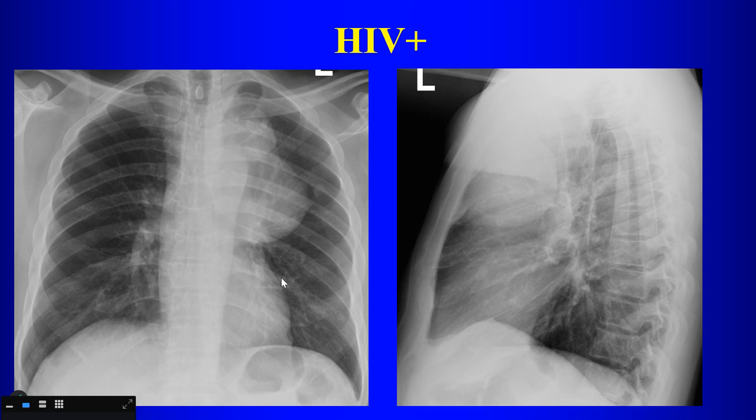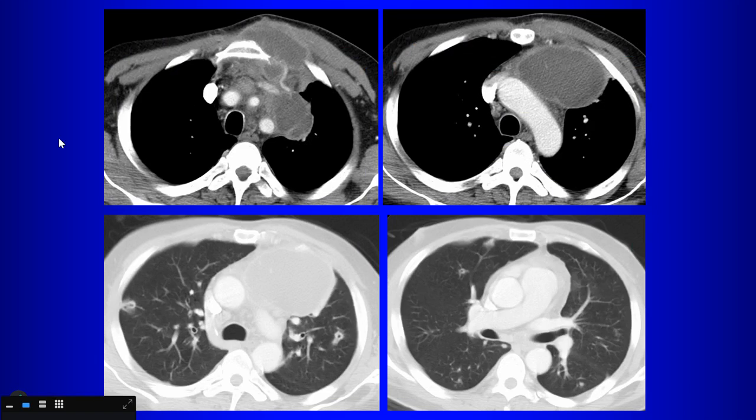The left superior heart border, the heart's more anteriorly located within the chest, right? So this is a big anterior mediastinal mass here, and it's invading into the chest wall. And is this the only focus of disease? No, there are others, right? So you have these cavitary lesions in the lungs.